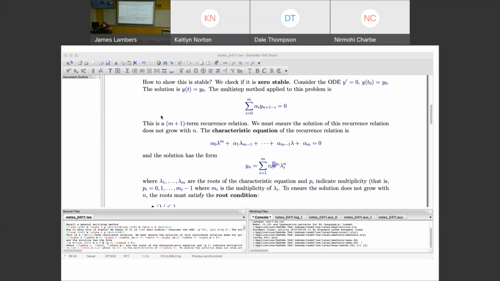And then the constants, the c_i here, those are determined by the initial conditions. But in this case, we're not particularly concerned about any particular initial condition. What we want is to make sure that whatever roots we have, this solution will not grow as n increases. So as n goes to infinity, we need to make sure the solution decays to 0 or becomes stationary. That would be fine too.